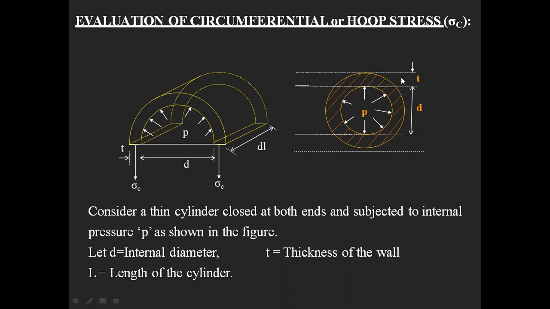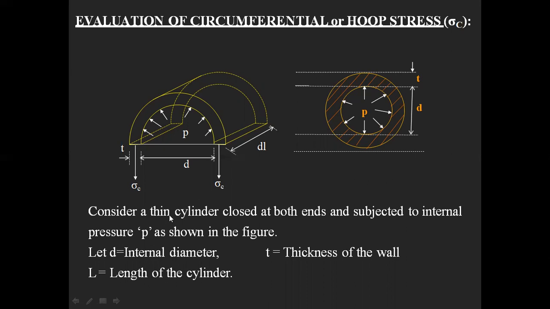Okay, no need to bother about the external diameter. Why? Because the external diameter is nowhere concerned for calculating the circumferential or hoop stress of the cylinder. Why? Because the internal diameter only is going to be affected by the pressure which is acting within the cylinder.